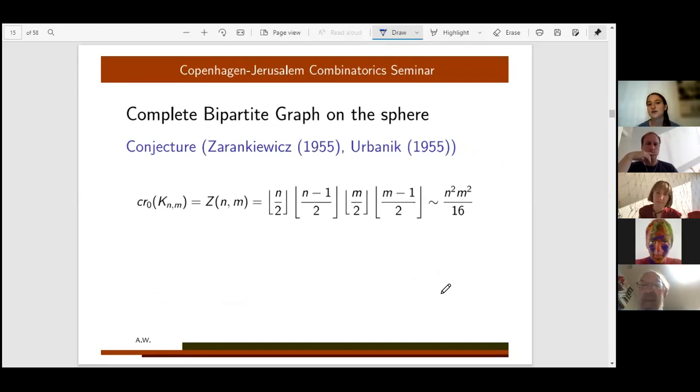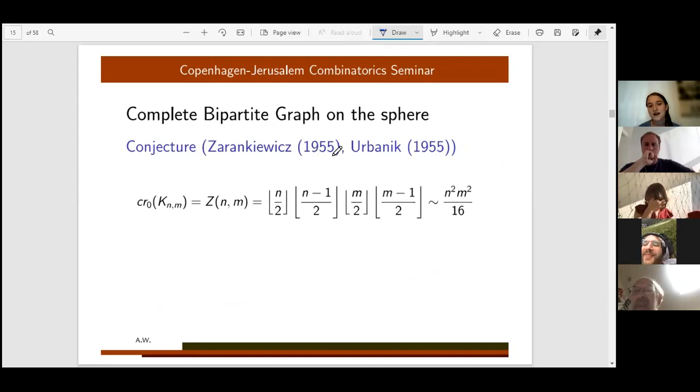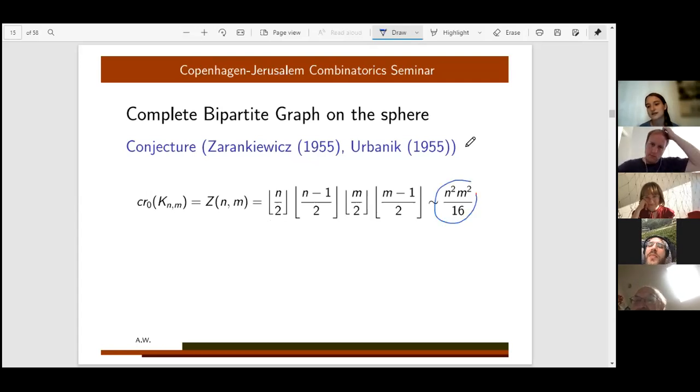So let us go to another type of graph, the complete bipartite graph. Similarly easy, we just have 2 parts, n and m, and all the edges between them. And actually this was conjectured before the complete graph, in 1955 by Zarankiewicz and Urbanik, that the crossing number of the complete bipartite graph is this number over here, which is roughly n squared m squared over 16.